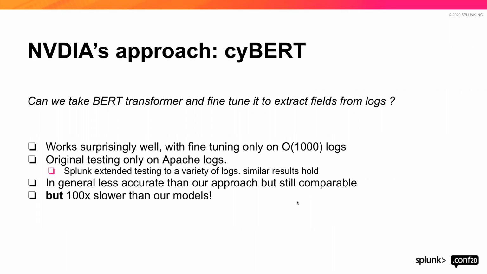NVIDIA actually, about a year back, slightly less than a year back, started doing something similar, but from a very different perspective. What they did was take a BERT transformer, and they asked the question, can we just fine tune the transformer to extract fields from logs? Interestingly enough, they tested it only on one log format, Apache logs. So when we started collaborating with them, we extended testing this into a bunch of formats. What we realized, to a little bit of a surprise, was this actually performs quite well. Meaning from an accuracy point of view, though it is less accurate than our approach, it is still more accurate than we thought it would be. So pretty remarkable. However, it's 100x slower than our models, even on GPUs.